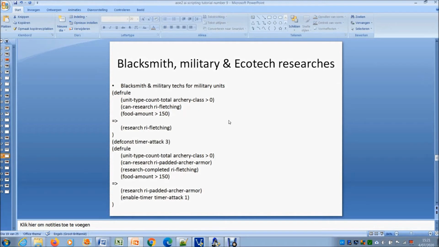For the blacksmith and military techs for military units, we're going to limit ourselves to the archer rush by way of example. So we check first unit type count total archery class is greater than 0. Can research re-fletching. Food amount is greater than 150 for the villagers, not to forget. Research re-fletching. We could also have put the goal in here. Goal GL feudal strat archer rush, for instance. I'll just type that.